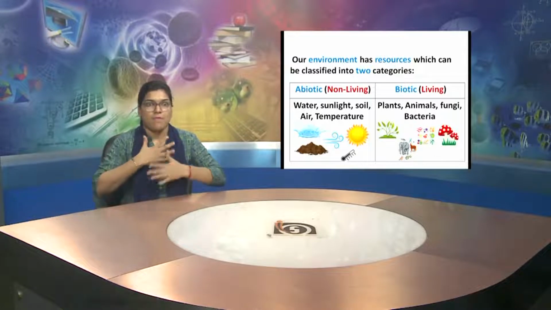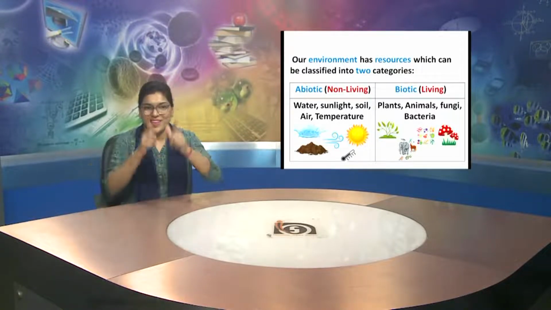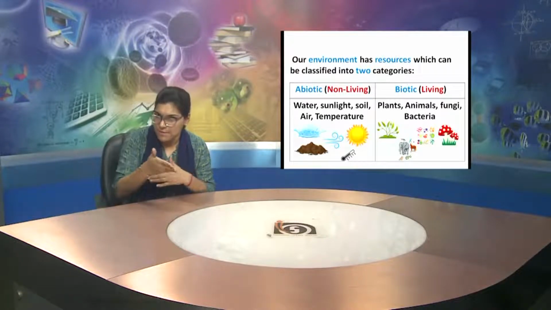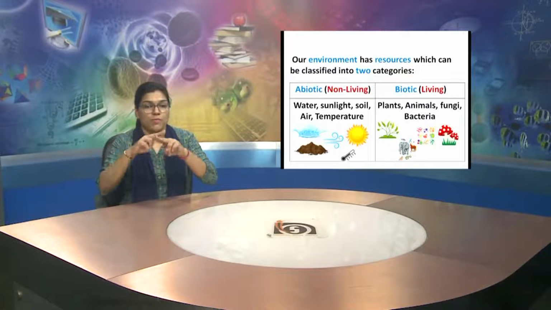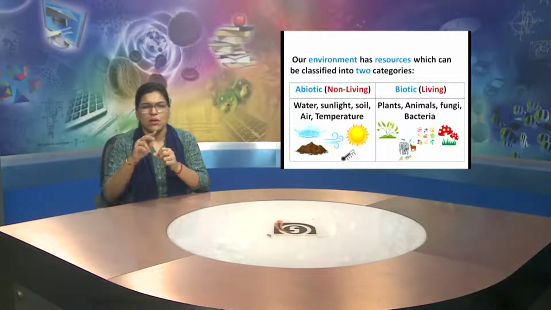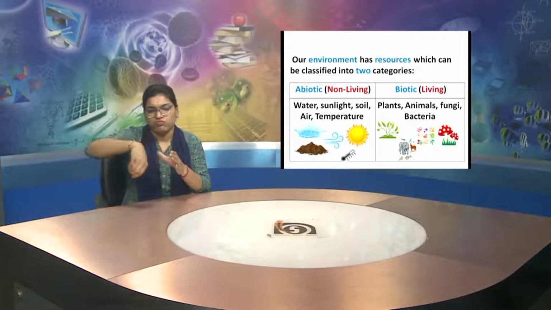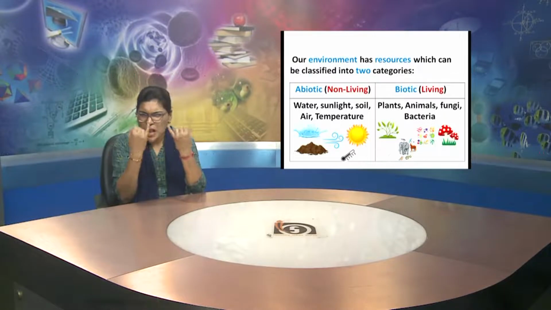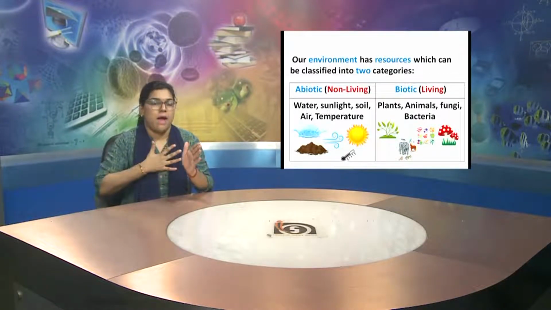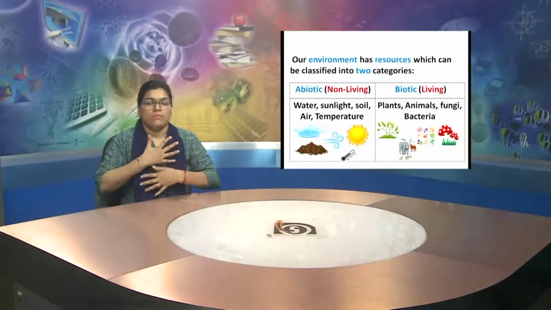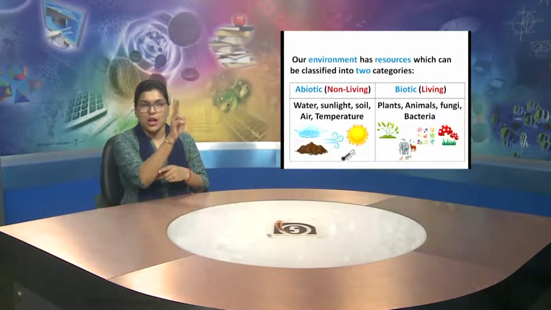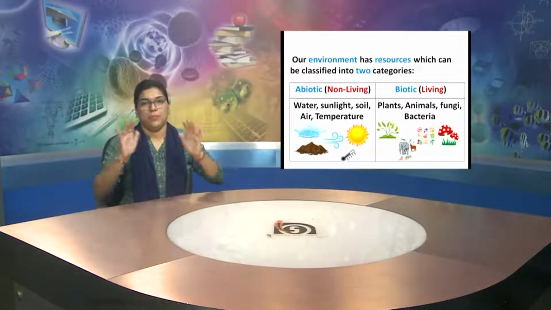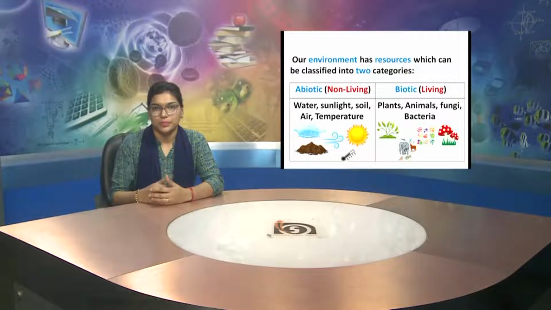And the other category you can see on the screen as well is biotic, that means having living creatures like plants, animals, fungi, bacteria, vegetables, fruits, all those things which we use for our food. For example, if we keep our food for 1 or 2 days, then you can see the fungi. So that is also biotic. Here we are talking about only the environmental resources.